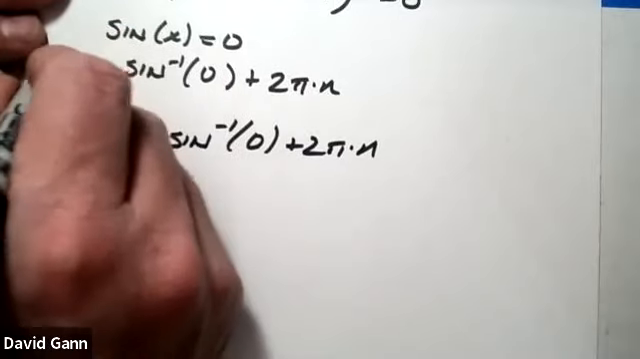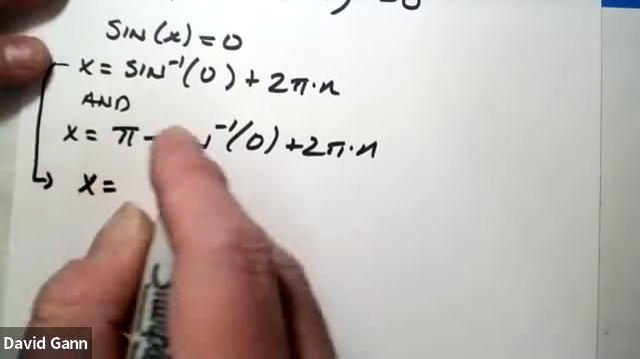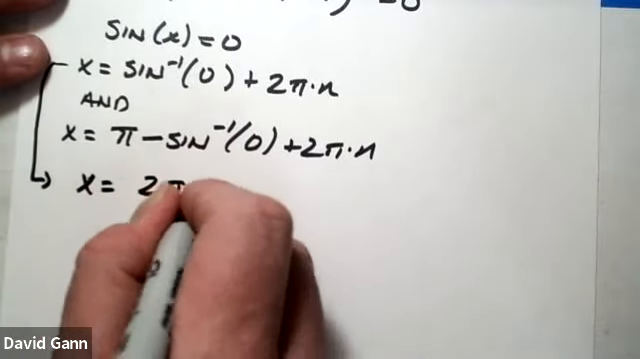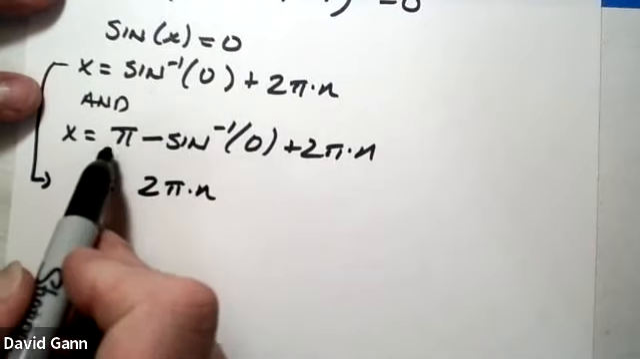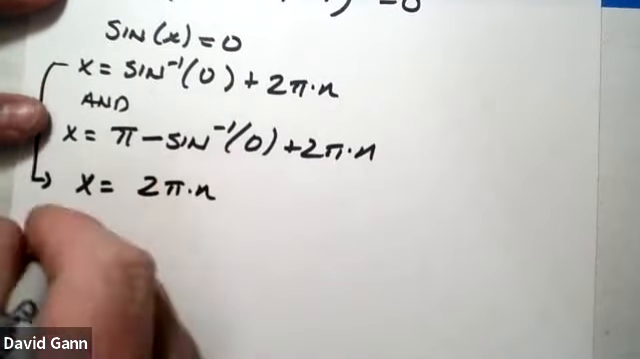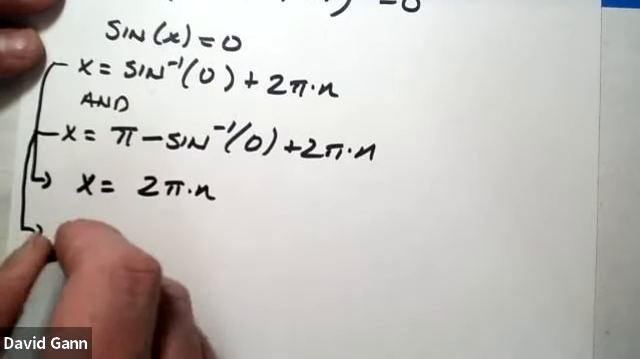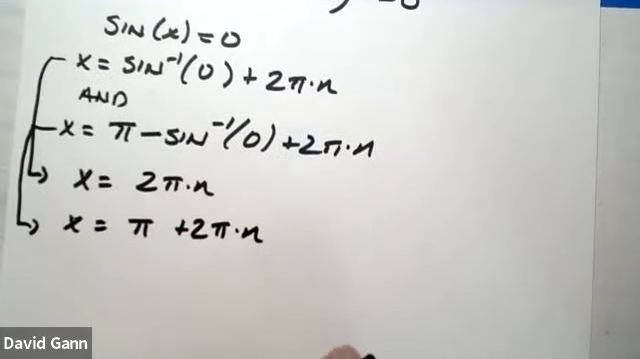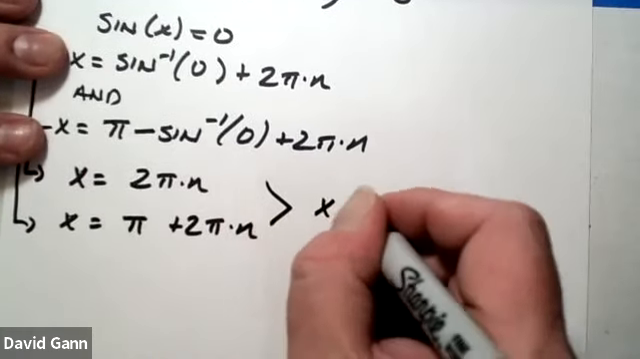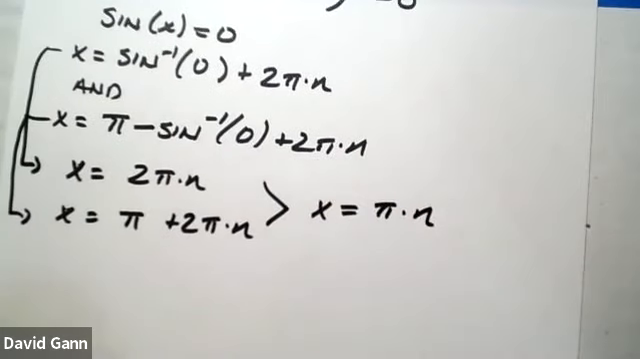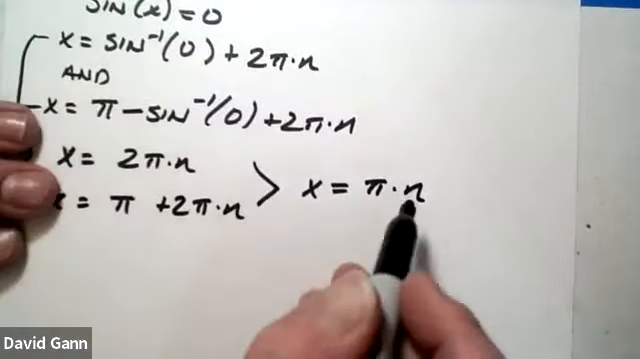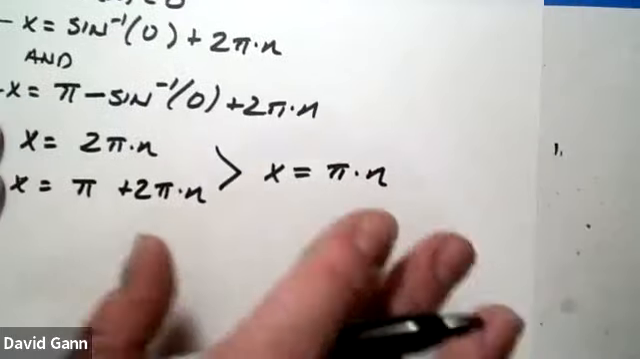Evaluating these, I have x is equal to 0 plus 2 pi times n, so 2 pi times n. And on this one, you have pi minus 0, so you end up with x is equal to pi plus 2 pi times n. And you can combine these into a single statement: x is equal to pi times n, right? Any multiple of pi, including 0. So from this branch of the factoring, you end up with two solutions, which we'll collect in a minute here.